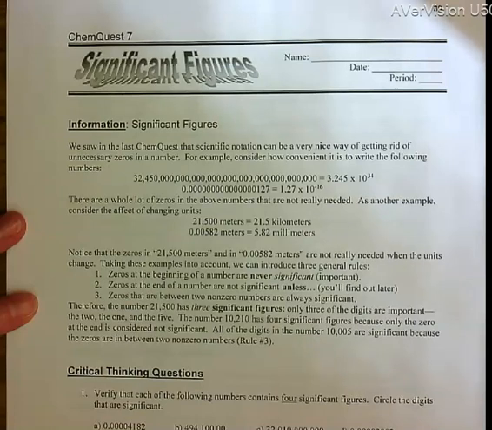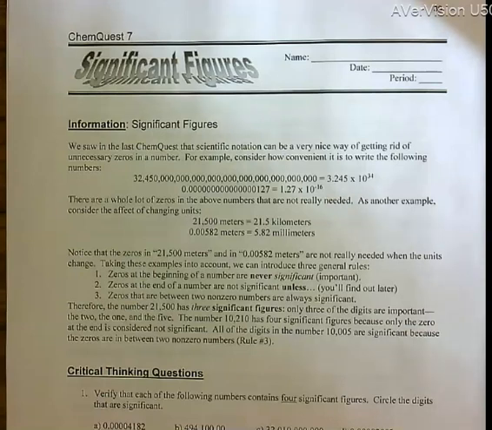And information here about this. So we saw that scientific notation can be a very nice way of getting rid of unnecessary zeros in a number. For example, consider how convenient it is to write the following numbers. There are a whole lot of zeros in the above numbers that are not really needed. As another example, consider the effect of changing units. So again, they're just giving you some examples here.